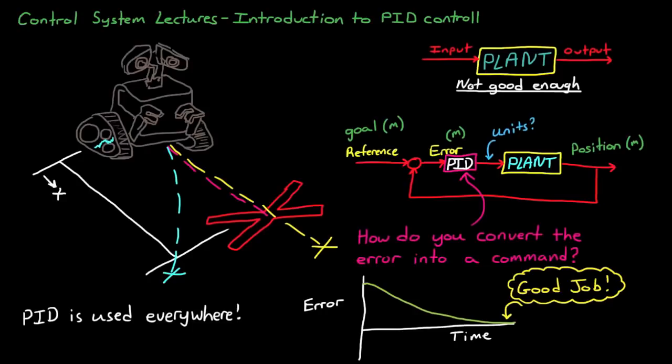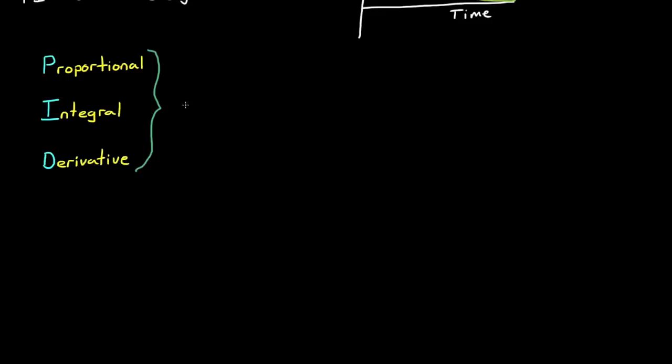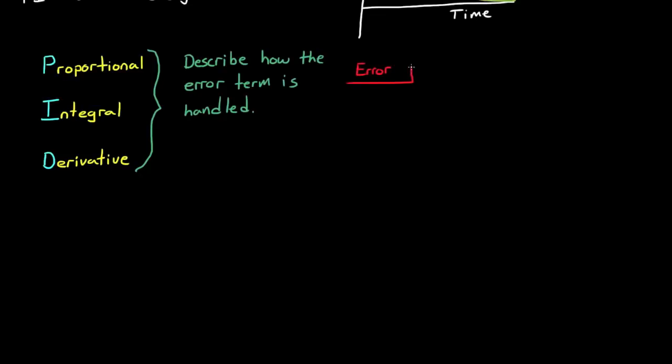Let me start with the term PID. PID is an acronym, and it stands for proportional, integral, derivative. Each of these terms describes how the error term is treated prior to being summed and sent into the plant. In one of its block diagram forms, a PID controller can be written like this. In the proportional path, the error term is multiplied by a constant Kp. In the integral path, the error is multiplied by Ki and then integrated.